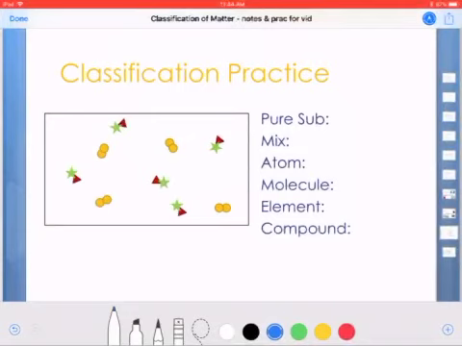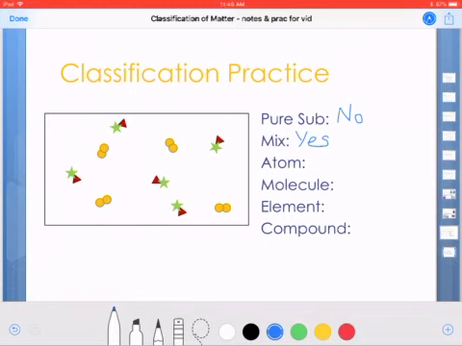So if we look at these 6 terms, we have pure substance, mixture, atom, molecule, element, and compound. For pure substance and mixture, you're looking at the whole box. So if you look at this box over on the left-hand side, is this a pure substance or a mixture? You can clearly see different things throughout the box or throughout the sample of matter, so you know that it is a mixture, which means automatically that it has to not be a pure substance because those are opposites of each other.